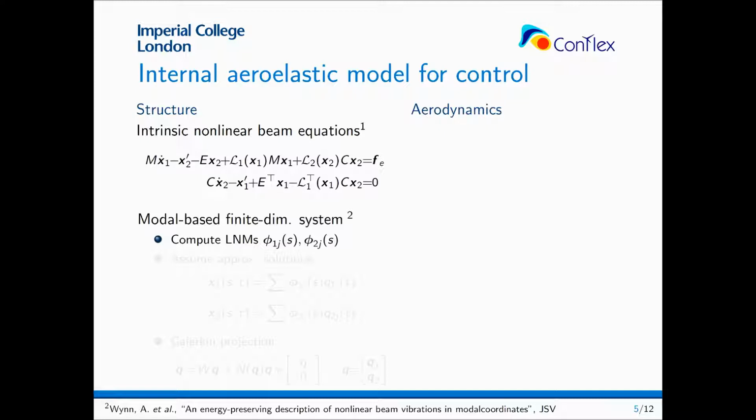So here is how we construct finite dimensional low order models. For that, we compute the linear normal modes of the structure, which are the eigenvectors of the linearized equations around the origin. For our solution, we use this ansatz. We assume that we can build approximations of our solution using these eigenfunctions multiplied by some temporal coefficients.